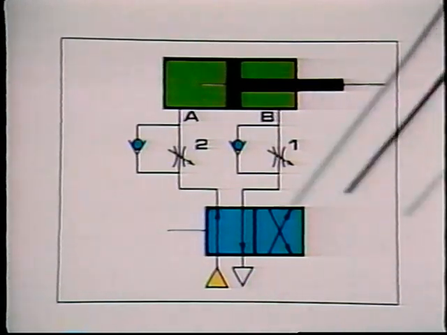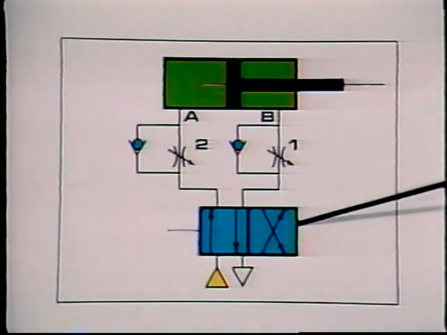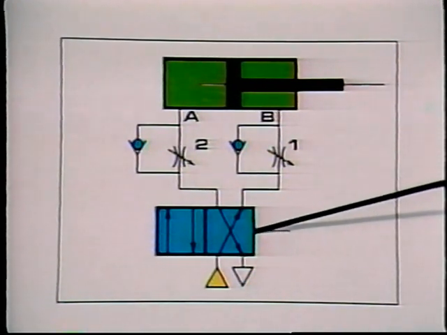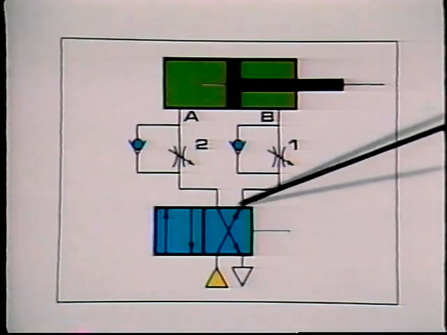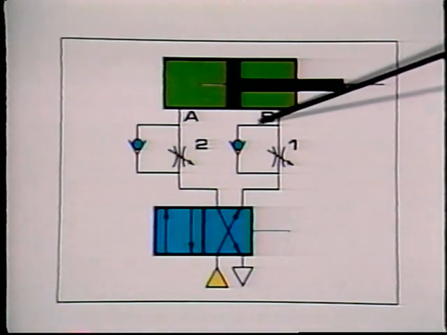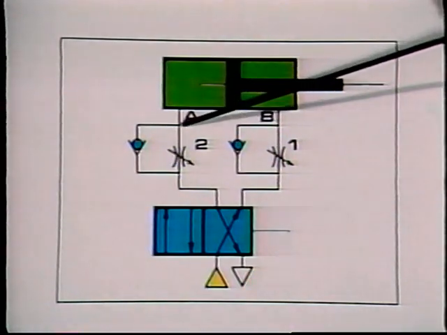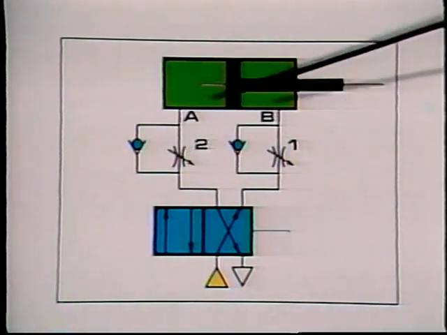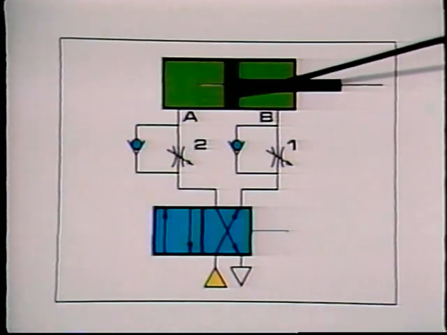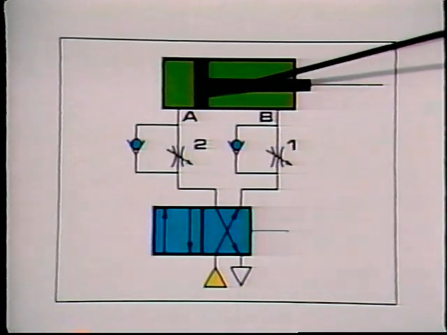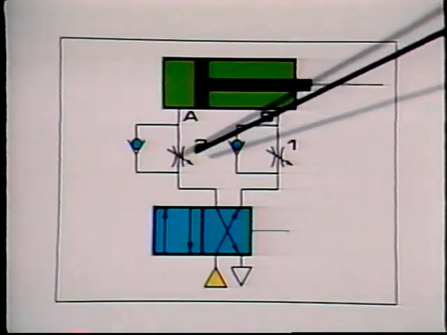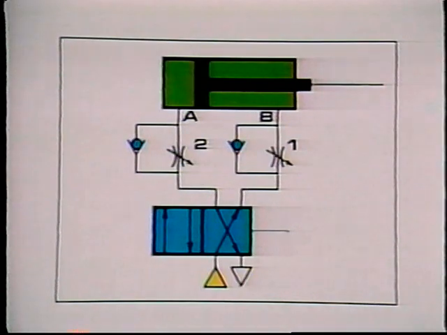When the directional control valve is shifted to this position, the air supply is now connected to port B. Air exhausts through port A of the cylinder, and its flow rate is controlled by the setting of needle valve 2, here. It is this flow valve setting which controls the rate of cylinder retraction.